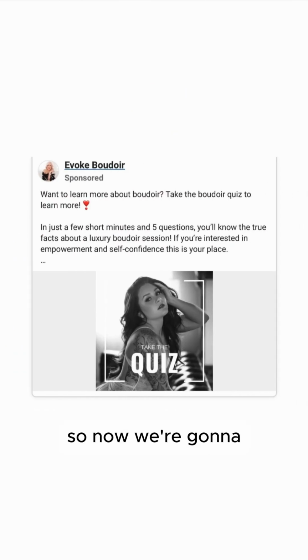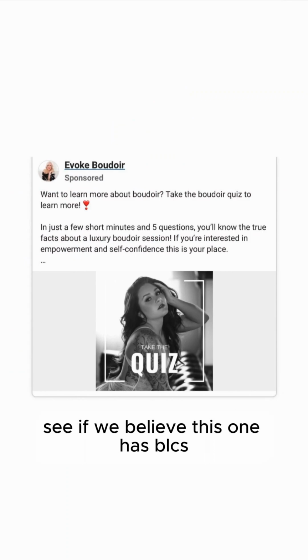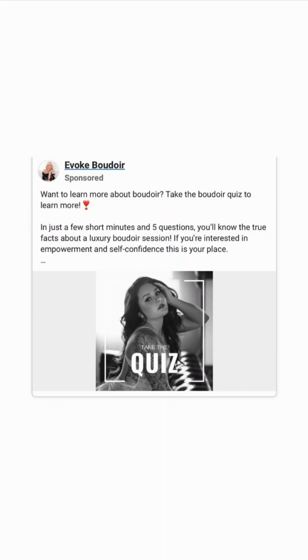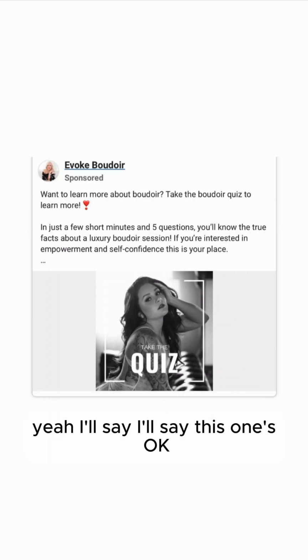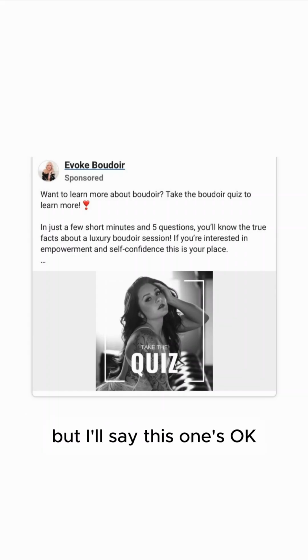So now we're gonna look at this and see if we believe this one has BLCS. So, looking at the creative. Yeah, I'll say this one's okay. It's right on the line, right on the edge. But I'll say this one's okay.